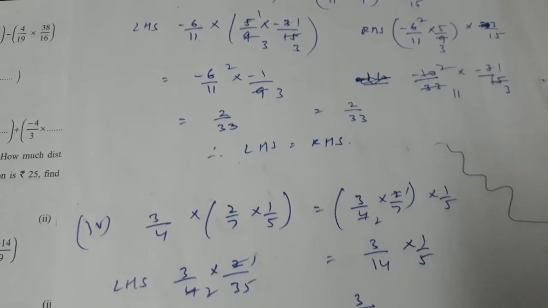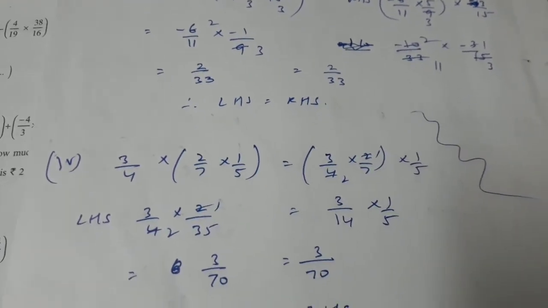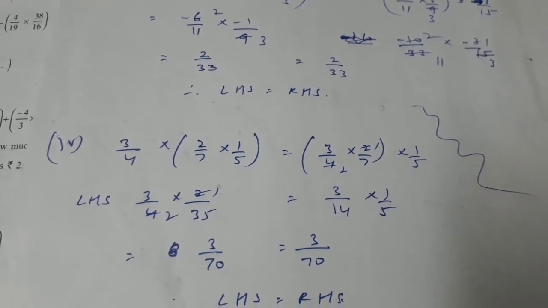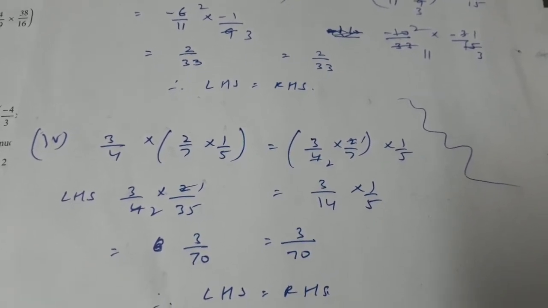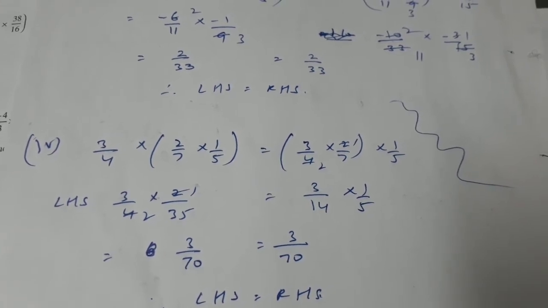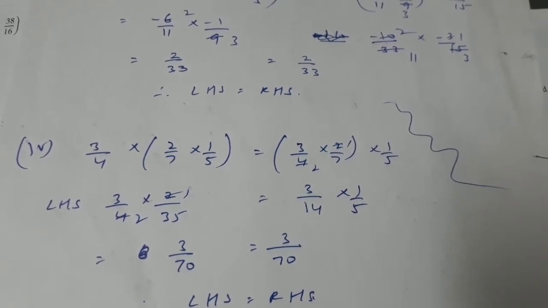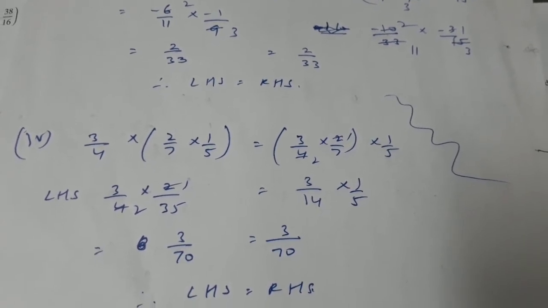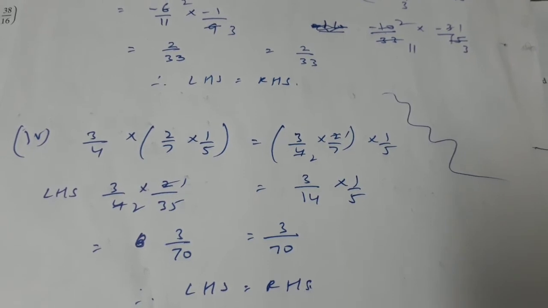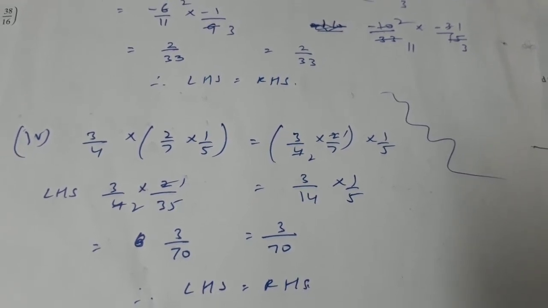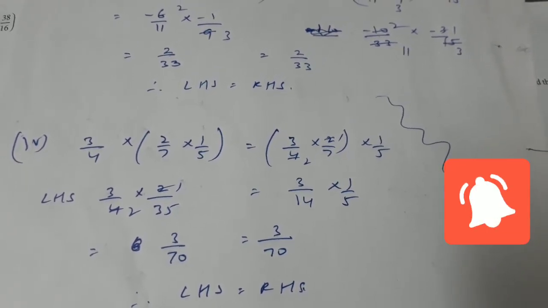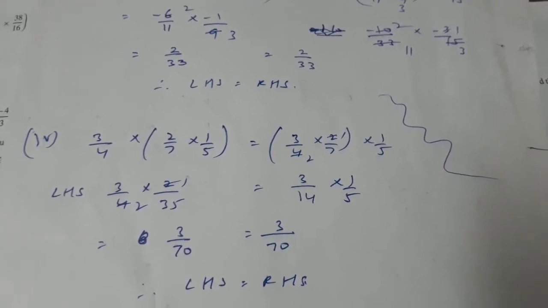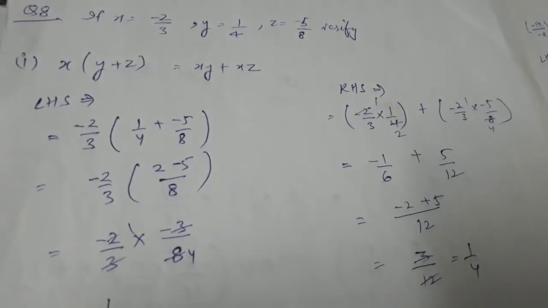In the fourth part, 3 by 4 into within bracket 2 by 7 into 1 by 5, and on the right hand side 3 by 4 into 2 by 7 within bracket into 1 by 5. So left hand side and right hand side, after solving, we will get 3 by 70 on both the sides. So here left hand side equals right hand side. So we can say that in the fourth part also the associative property is satisfied.